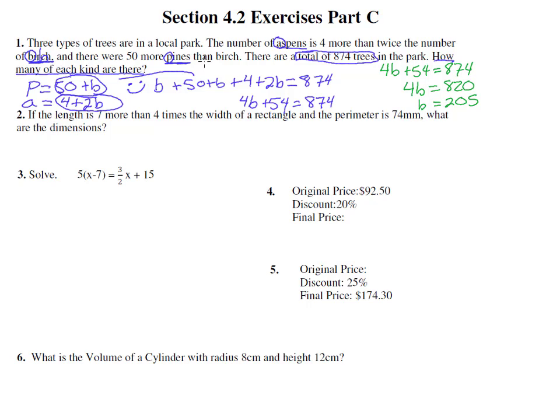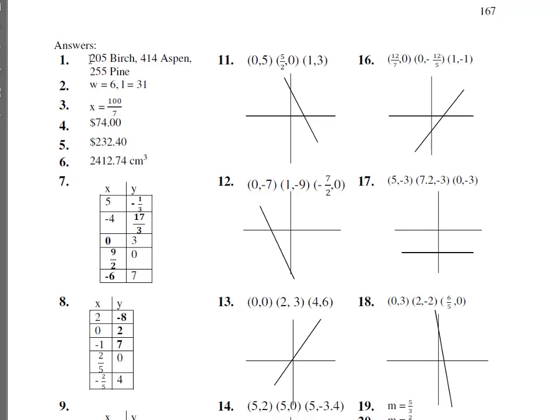So there are 205 birch. Good, that's that one. Now if we put a 205 right here, then 50 plus 205 means that the pines are at 255. And if we put 205 for the birch right here, 2 times 205 is 410, plus 4 is 414. Once we get that one, we stick it back in for the B, and it will tell us what the other ones are. 255 pines, 414 aspens. Let's check our answer. 205 birch, 414 aspen, 255 pine.